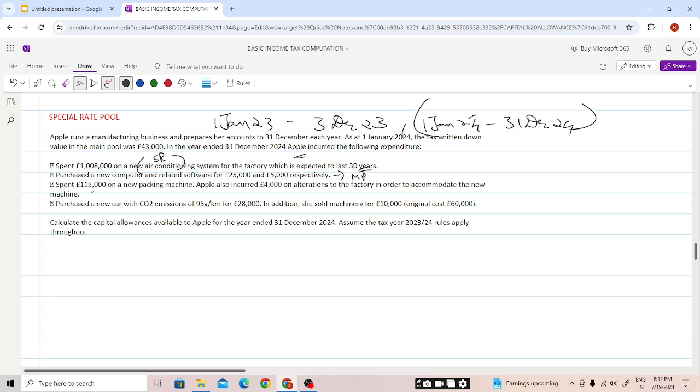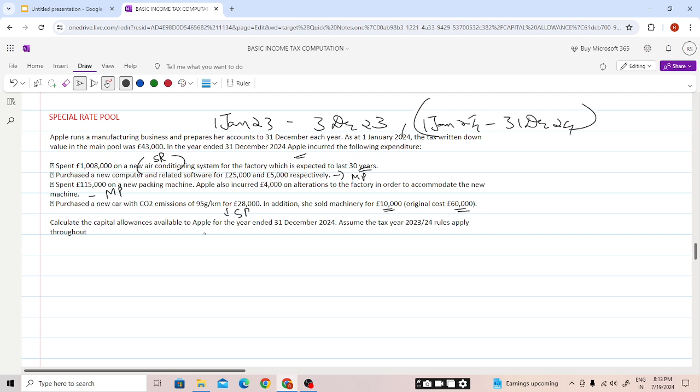Spent £115,000 on a new packaging machine. Apple also incurred £4,000 on alterations to the factory in order to accommodate the new machine. This will be under the main pool. Purchased a new car with CO2 emission of 95, that is more than 50, so under the special rate pool, £28,000. In addition, she sold machinery for £10,000, originally costing £60,000.